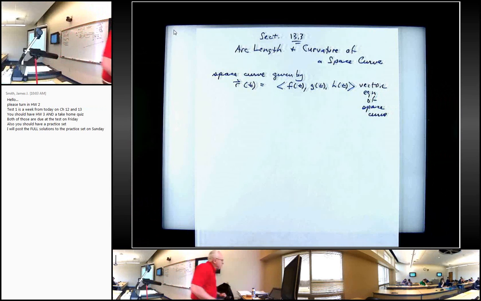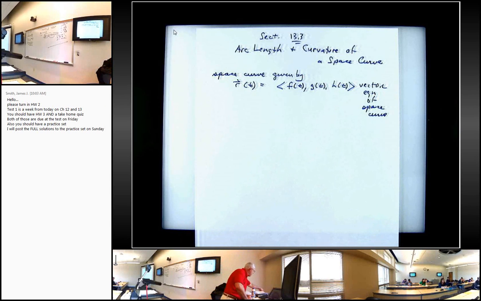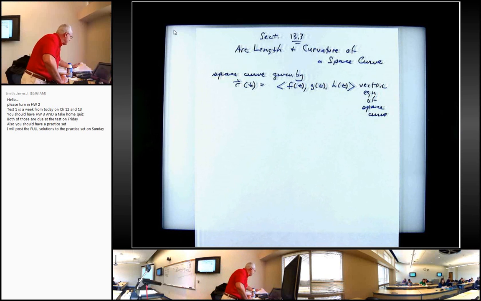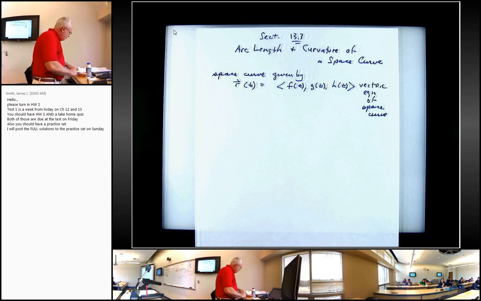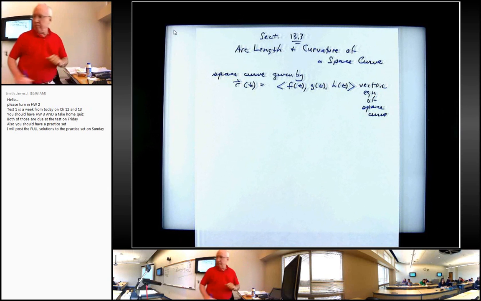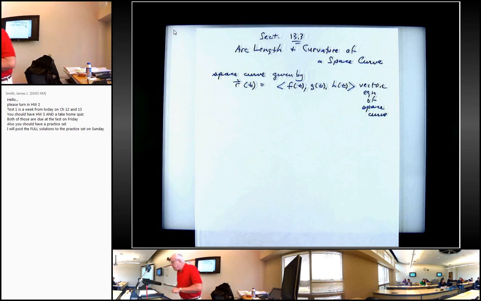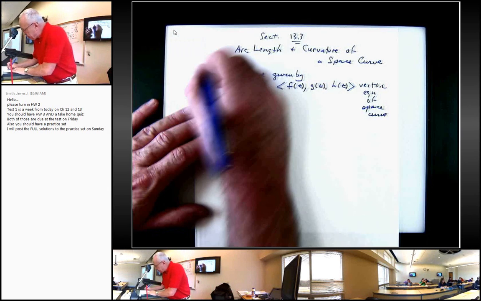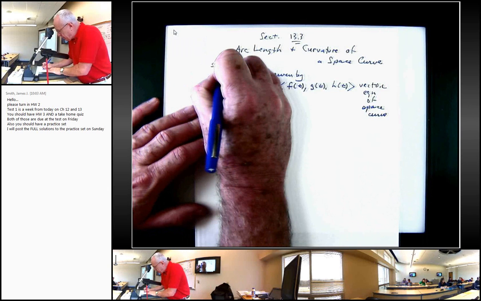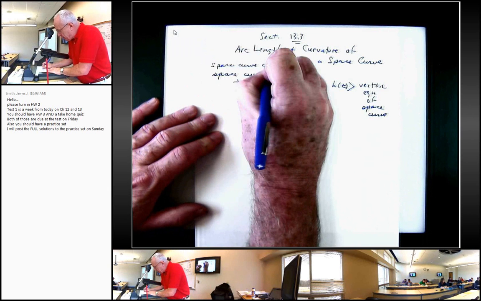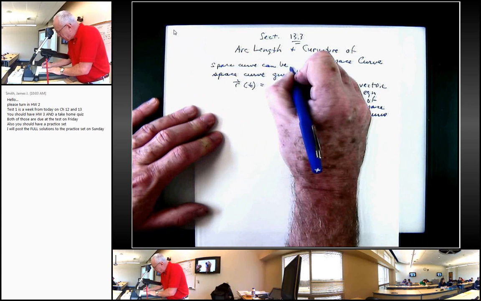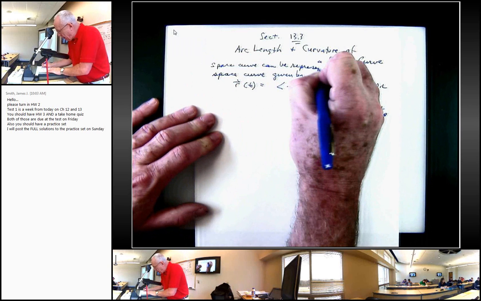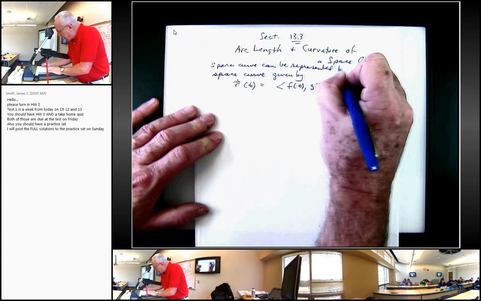Let me just check something here for a second. Basically, the space curve can be represented by a vector function. Let me just put that here. Space curve can be represented by a vector function.